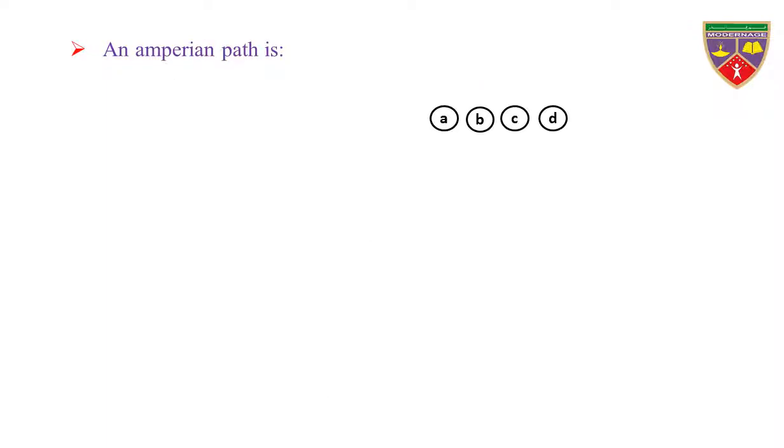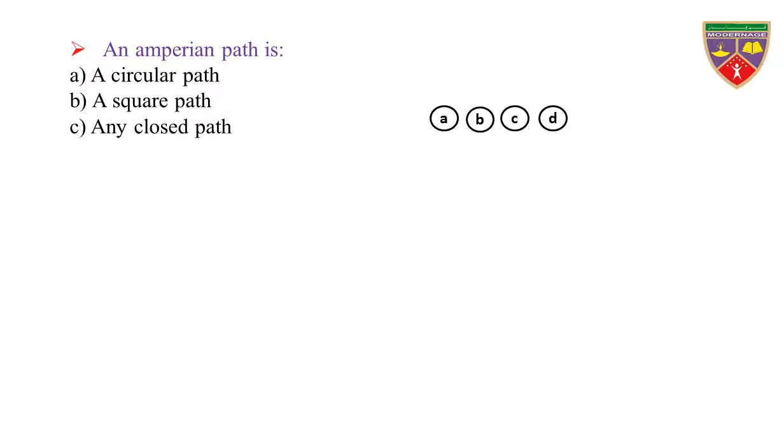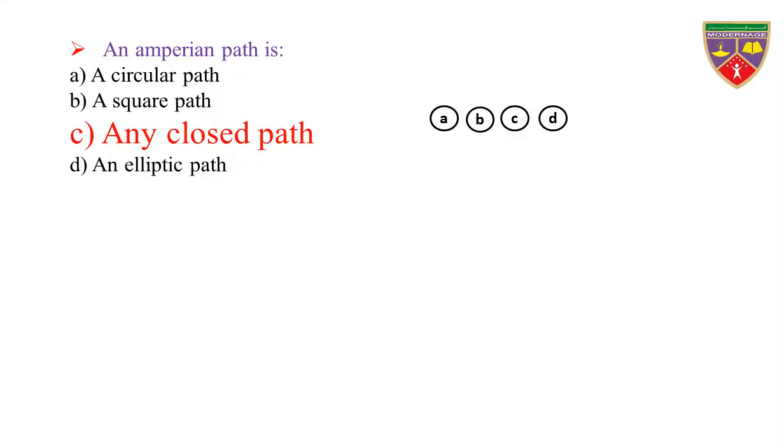An Amperian path is: option A, circular path; option B, square path; option C, any closed path; option D, an elliptic path. The key is any closed path. Therefore, the correct option is C.